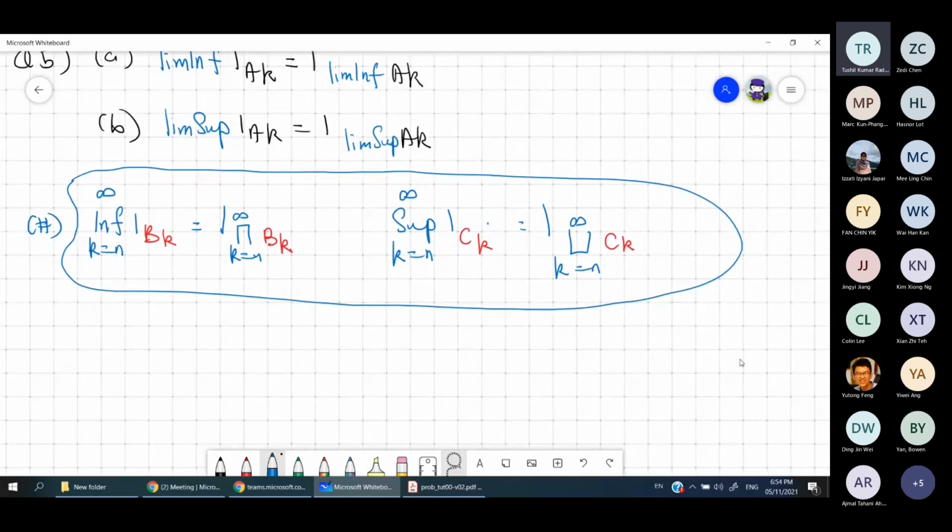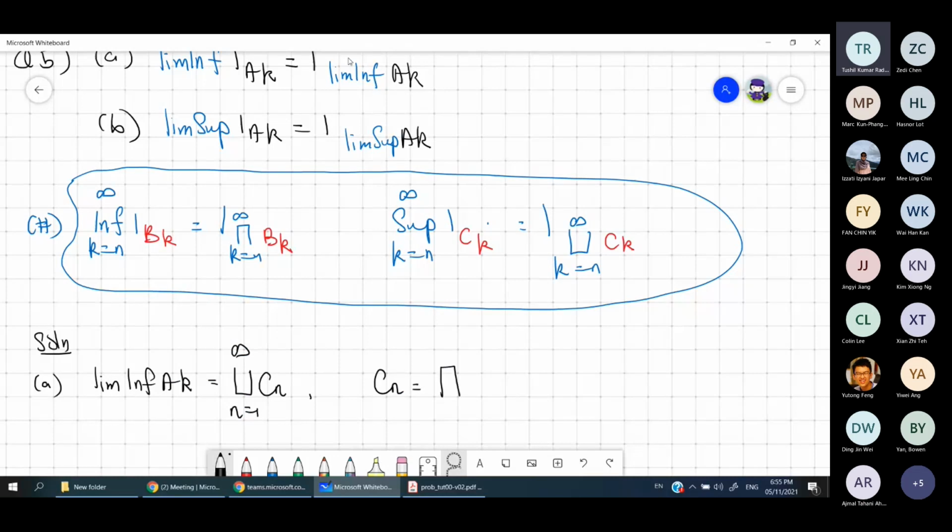All right, so I just do part A. The solutions for part A, so we begin with the right hand side. Maybe we do it first. Limit infimum of AK is actually equal to the union of n running from 1 to infinity of Cn, where your Cn is equal to this.